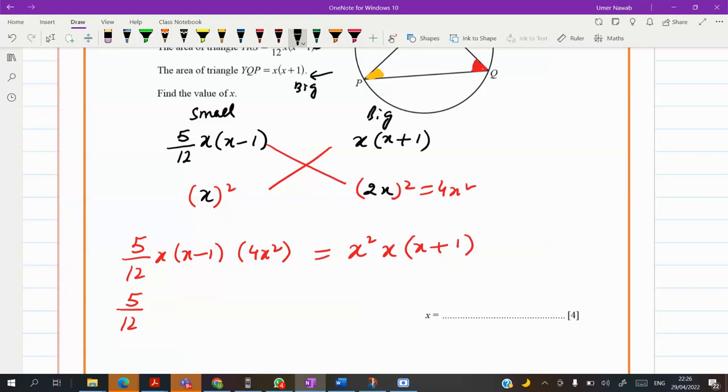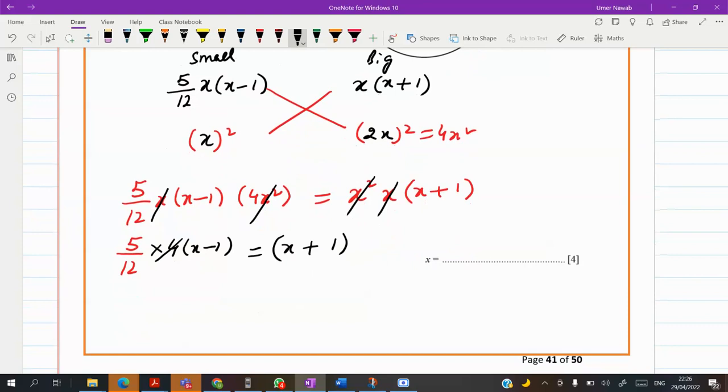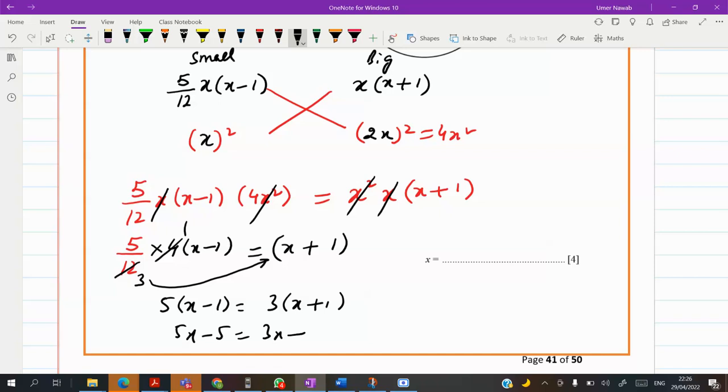If you allow me, x cancels with x squared. So what is left to me? Just 4 and x minus 1 is equal to x plus 1. Easy. Now cancel 4 with 1, and this is 12, 3. So 3 goes to the other side. So 5 times x minus 1 and 3 times x plus 1. Open them. 5x minus 5 and 3x plus 3. So 5x minus 3x is 2x, and this is 8. So x is equal to 4.